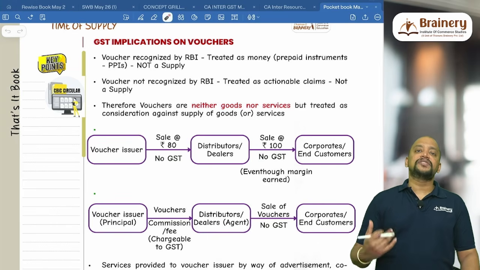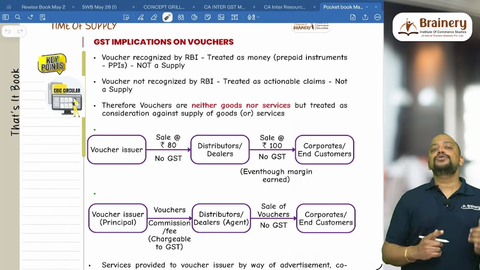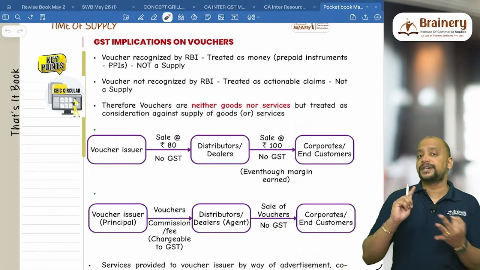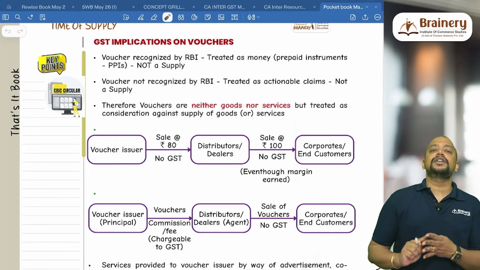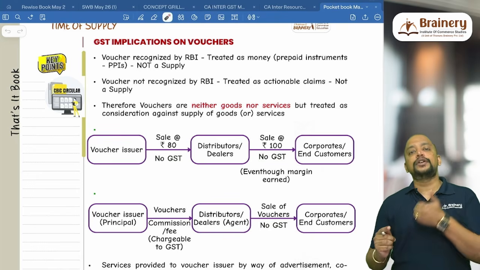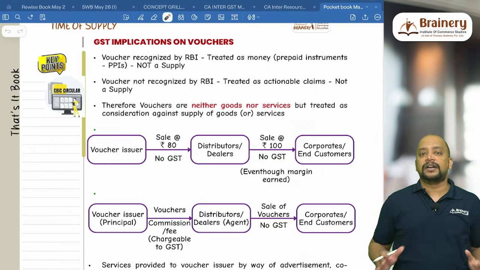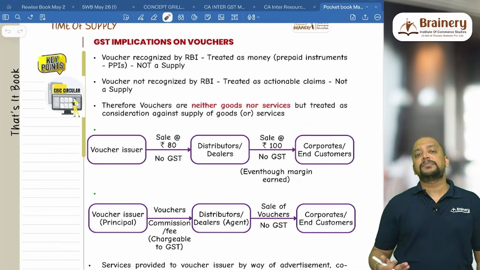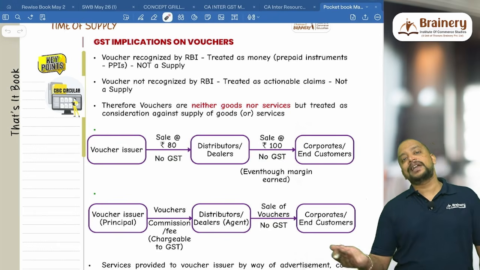Then in that case, it will be treated as an actionable claim, because you have the right to receive the benefit and it can be transferred from one person to another. It is legally enforceable and the holder of that instrument, the voucher, is entitled to receive the benefit. So it is an actionable claim, but it will not come under the money definition, and it is not a specified actionable claim like HC block. So it will be other actionable claim.